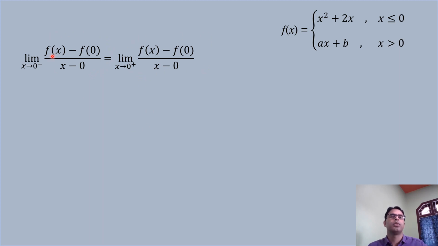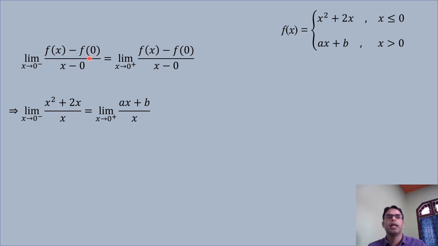Differentiability theorem: (f(x) minus f(0)) divided by (x minus 0). For x less than 0, this is x square plus 2x. You write this line, x tends to 0 minus, less than 0. So f(x) is equal to x square plus 2x. And f(0) means this one, x is equal to 0. So use x equal to 0 here. f(0) will be equal to 0 square plus 2 into 0, so the total term is 0.